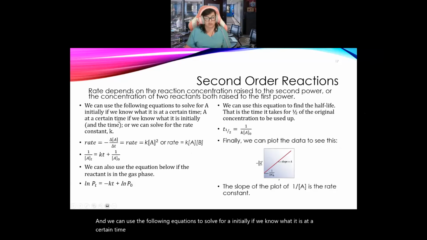Or if I know at a certain time what it is, then I can solve for what it is initially, as long as I have the rate constant. So this is just what we talked about before. But what you'll see is that this is a different relationship.